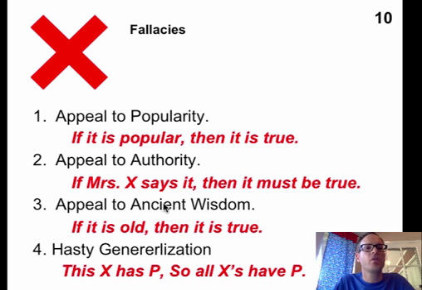Okay, here we go. So let's talk about appeal to ancient wisdom, which is number three. The idea behind an appeal to ancient wisdom is because something is old, it must be true. So sometimes people say, well, gosh, look at the chi energy lines that are used in ancient China. They've been used for thousands of years, so they must be true. No, that's not right. Just because something is old or it's been done for a while doesn't mean that it's true or it's the right thing to do.